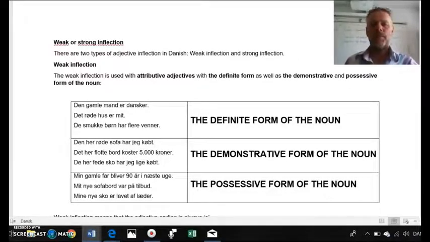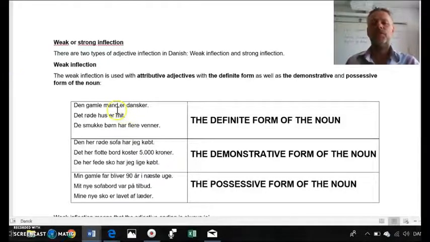Now that we've established the two major uses of the adjective in Danish, we need to figure out how the inflection works. We differentiate between the weak and the strong inflection in Danish. 2 types of adjective inflection. The weak inflection is used with the attributive adjectives, with the definite form, as well as the demonstrative and the possessive form of the noun.